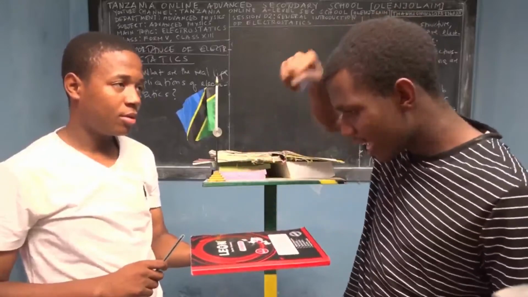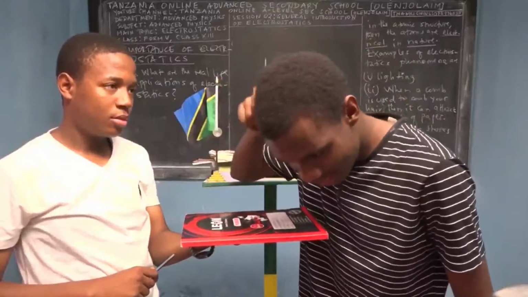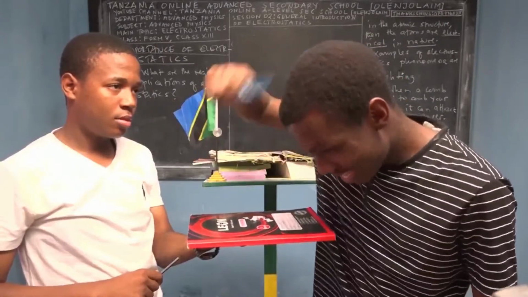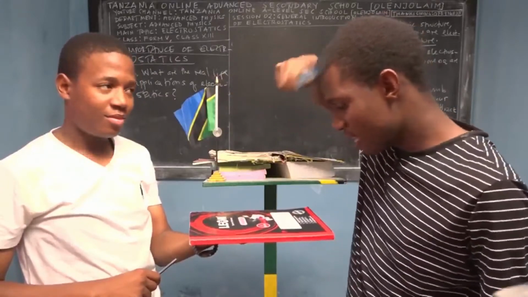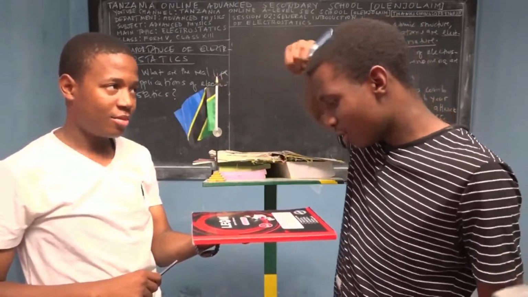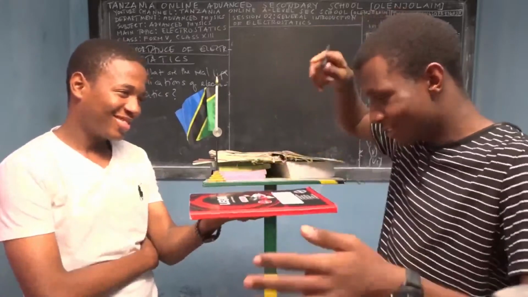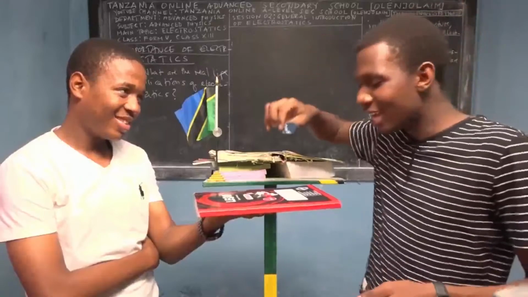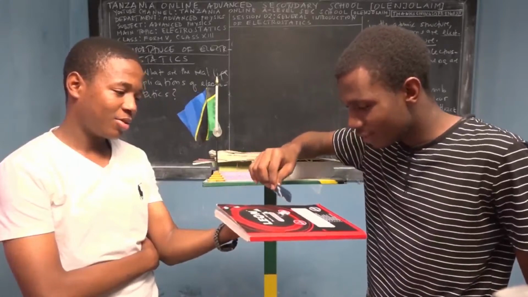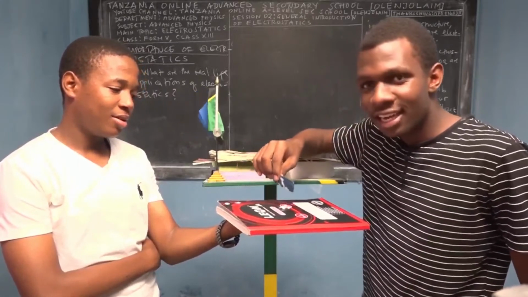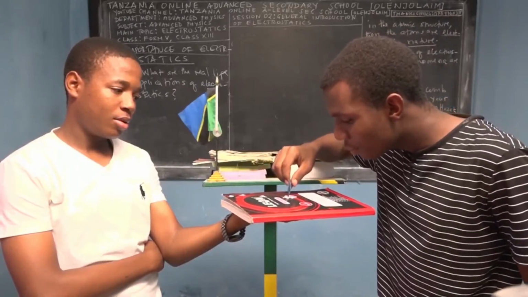When you comb your hair, like this, I'm combing. After several times, you place the comb on these papers. These papers will be moving like this. They will be attracted. So there's an attraction force. We want to see how it has been attracted.